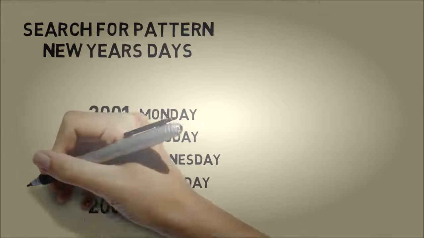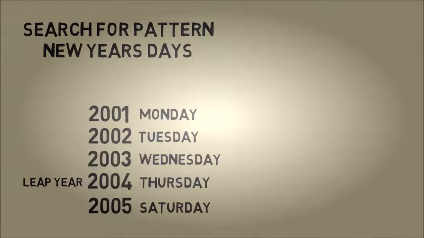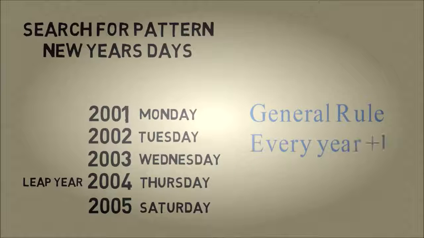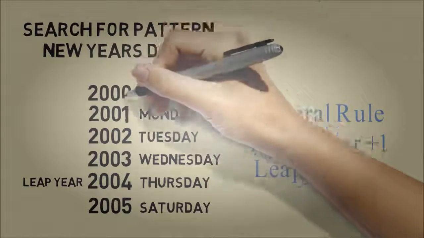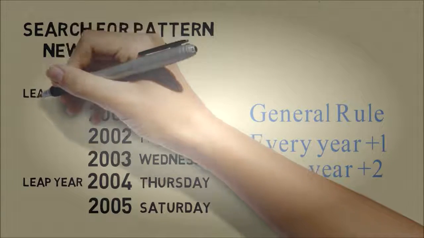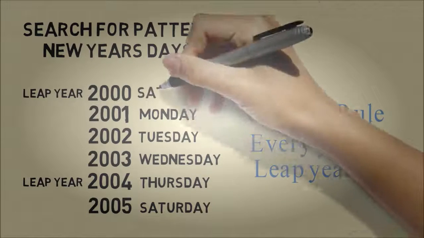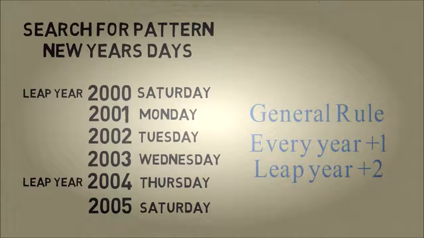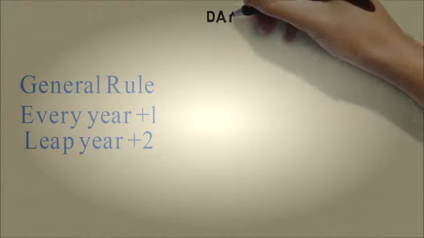And the reason for this is that 2004 was a leap year, and that extra day in the leap year pushed the new year to start one day ahead. So we have a general rule that every year pushes the new year to start one day ahead, except a leap year, it will start 2 days ahead. In the year 2000, which was also a leap year, it would have started 2 days before Monday, which is a Saturday. And we can see the pattern will continue as we continue the years.